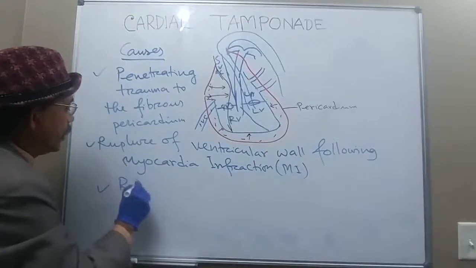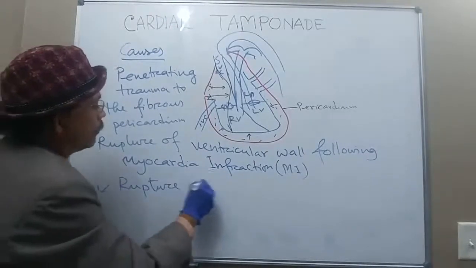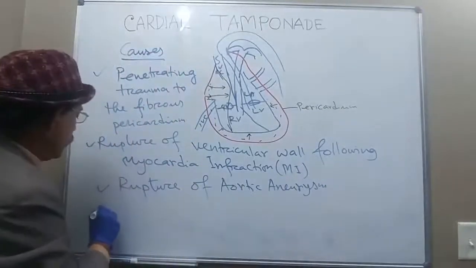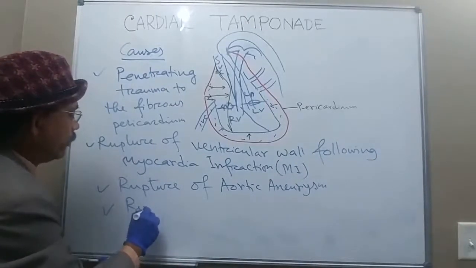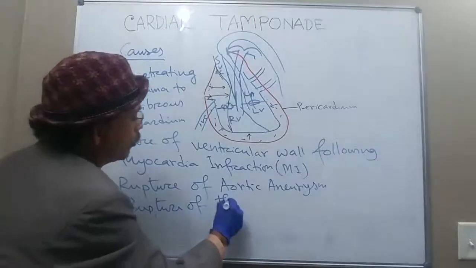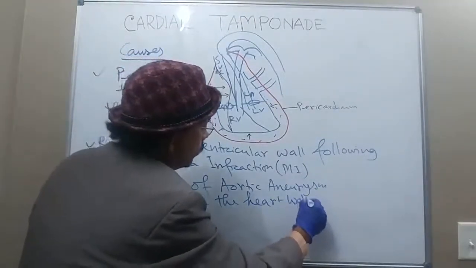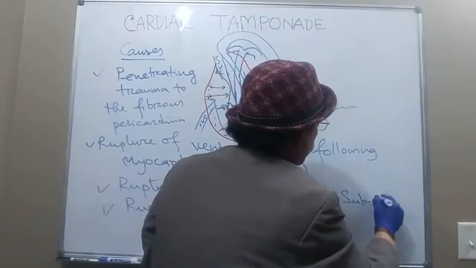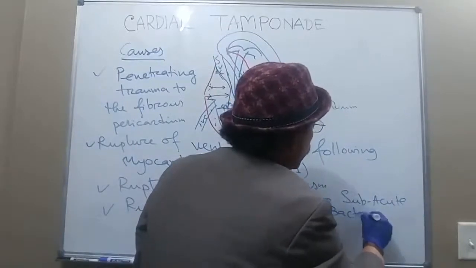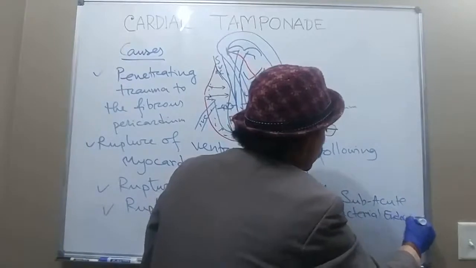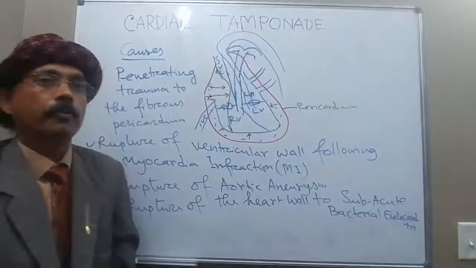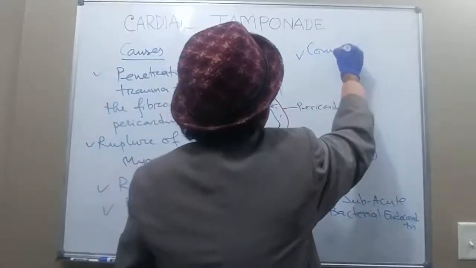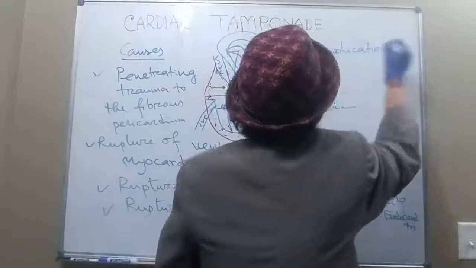Then we may have rupture of the aortic aneurysm, or rupture of the blood vessel, or rupture of the heart wall due to subacute bacterial endocarditis. That may be a possibility. So we got that. It may also be a complication of open heart surgery.